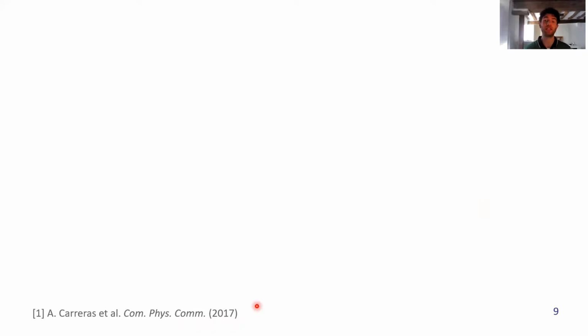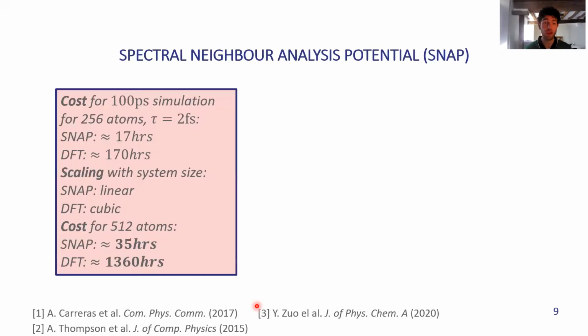The problem with molecular dynamics is that we usually compute our forces using density functional theory, which is very expensive. In fact, I've run this for 172 hours, for 100 picoseconds and 256 atoms. This is much cheaper with SNAP potentials, which are machine-learned interatomic potentials, which we have been designing with collaborators. And you can see that the problem is that if you start scaling higher and higher, DFT is just not feasible, whereas SNAP is actually doable.